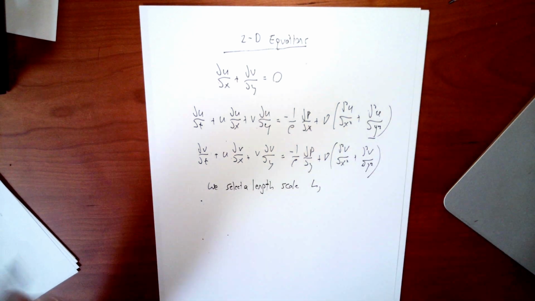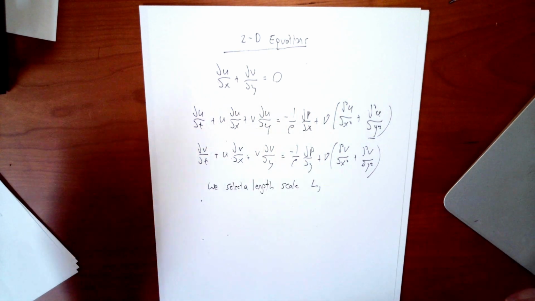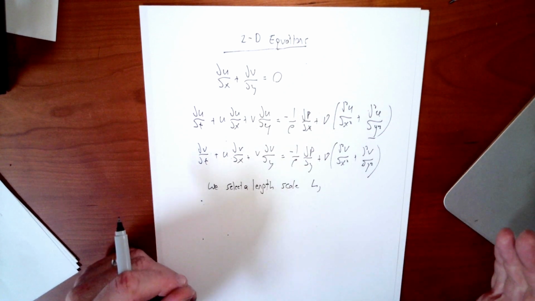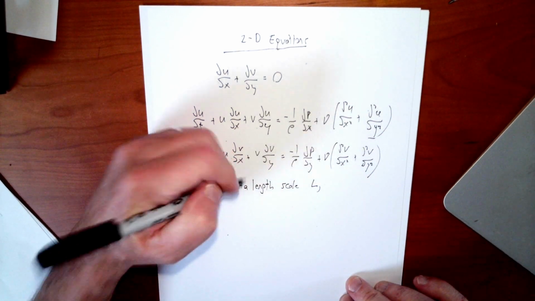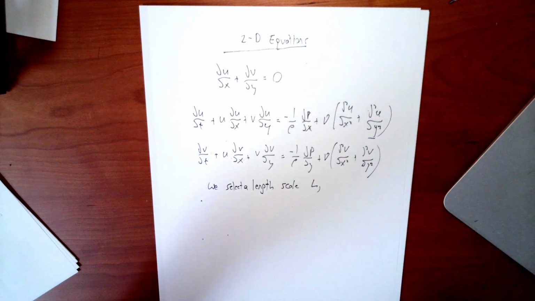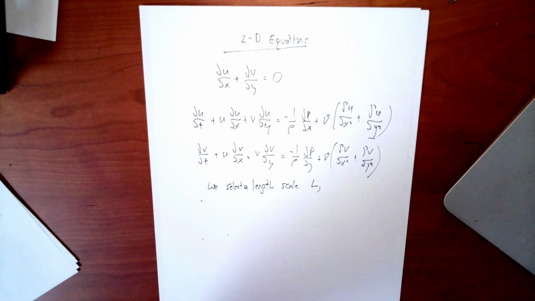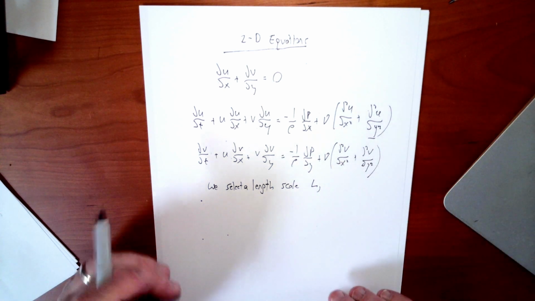So if it were flow around a sphere, you wouldn't choose L, you would choose D if that was what was going on. If it was flow in a duct, you might choose the hydraulic diameter of the duct or some dimension of the duct that makes some sense. But we're going to call it L right now. It's a length scale, any length scale that's appropriate for the problem.